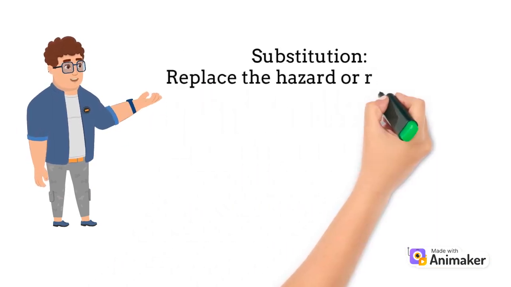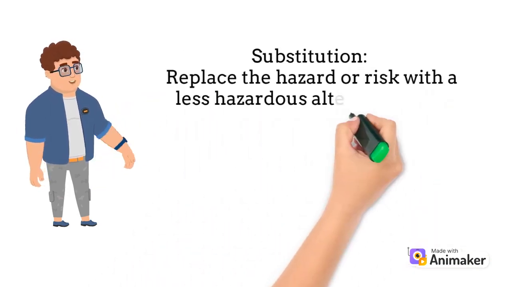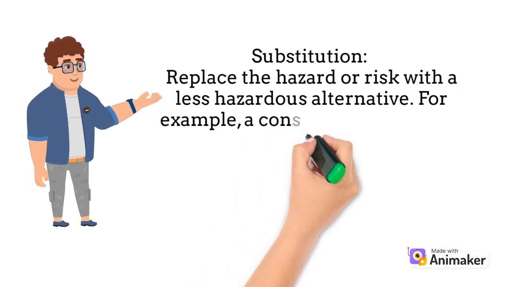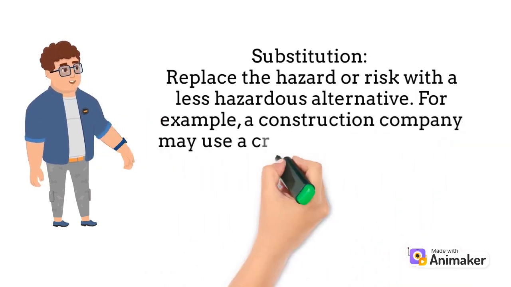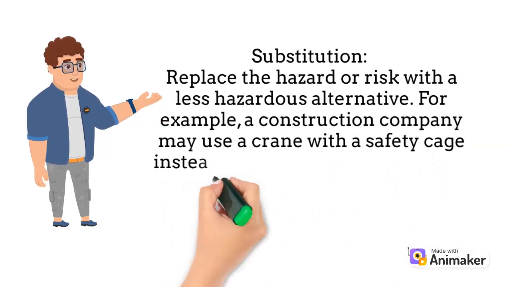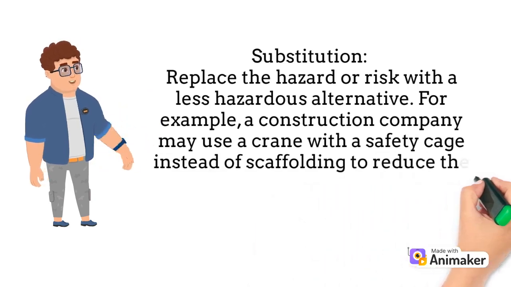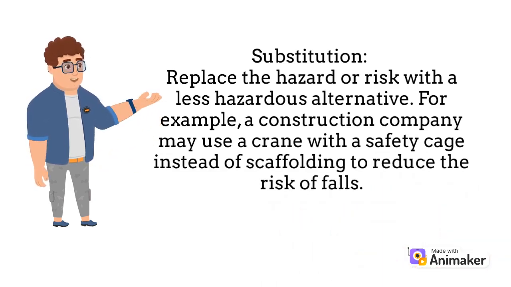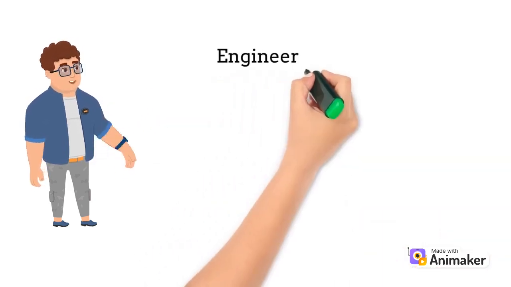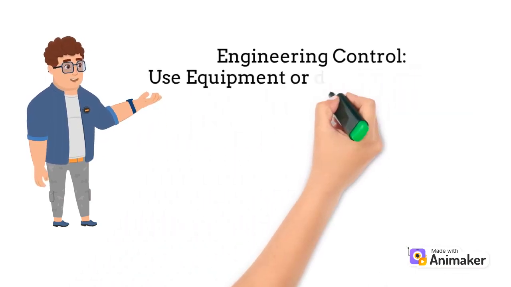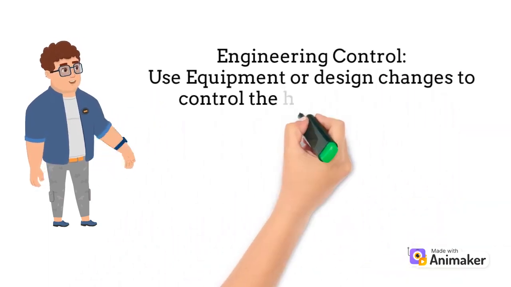Substitution: replace the hazard or risk with a less hazardous alternative. For example, a construction company may use a crane with a safety cage instead of scaffolding to reduce the risk of falls. Engineering controls: use equipment or design changes to control the hazard or risk.